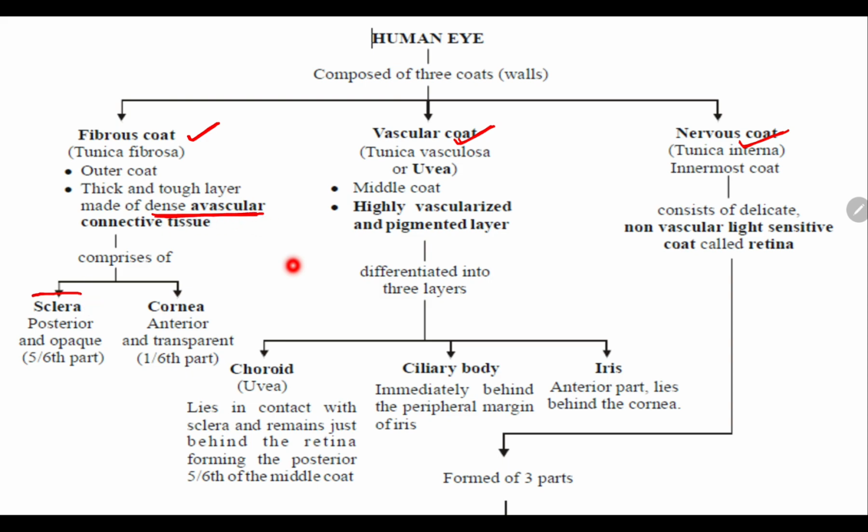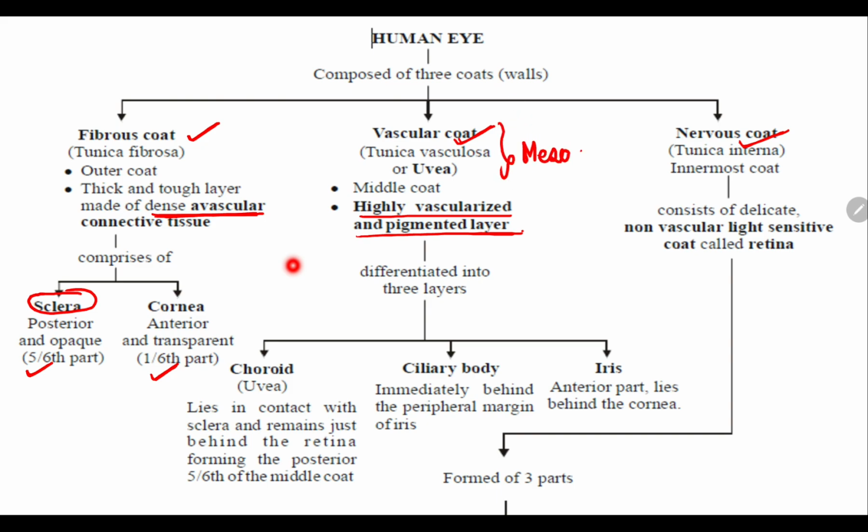And it has two parts. First part is sclera, that is the inner posterior 5 by 6 part, and then we have cornea, the anterior 1 by 6 part. And then you come to vascular tunic. Vascular tunic is a highly vascularized and hyperpigmented region.